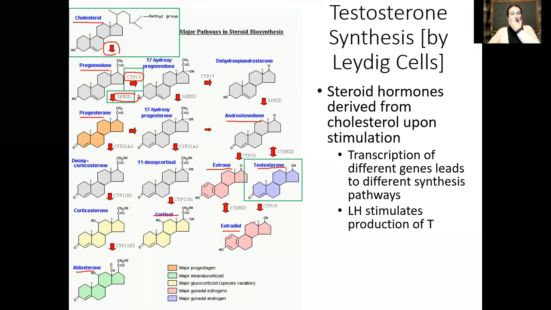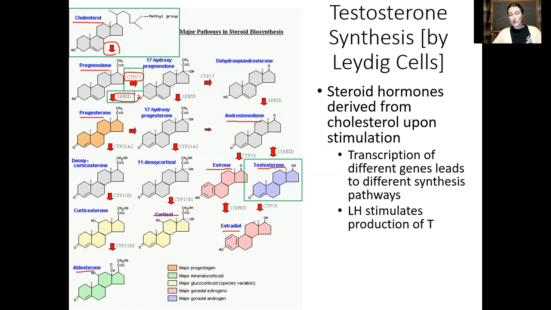Note that LH, when it binds to receptors on the Leydig cells, is going to initiate a pathway within these cells of the testis to ultimately turn on the gene that is responsible for converting androstenedione into testosterone. And so that is how you get testosterone, that one single enzyme right there.